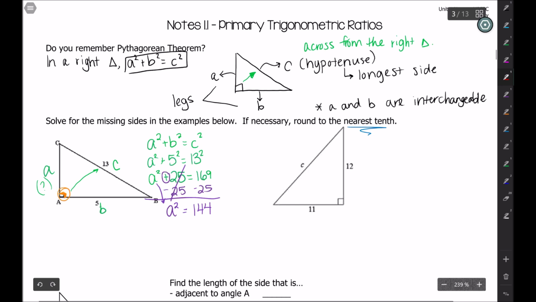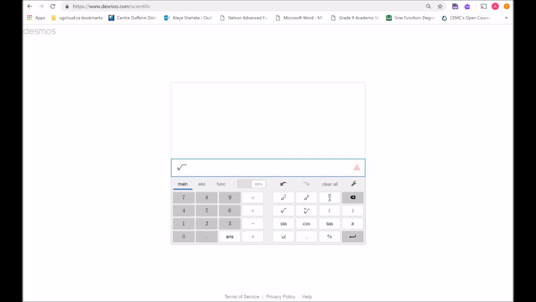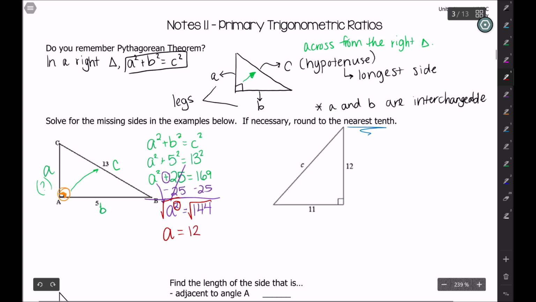Now, the next thing that I need to undo is this squared. And the opposite of squaring something is square rooting. So the square root of a squared is a. But whatever I do to one side, I have to do to the other. So I need to find out what the square root of 144 is. If I go to Desmos, or whatever calculator I have, and type in square root of 144, it'll give me my answer, which is 12. Okay, so here I know that my answer is 12. It says to round to the nearest tenth, but I don't need to round because it's a whole number, or it's a terminating number. It's not a decimal that keeps going and going, okay?